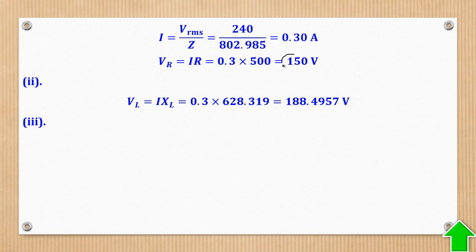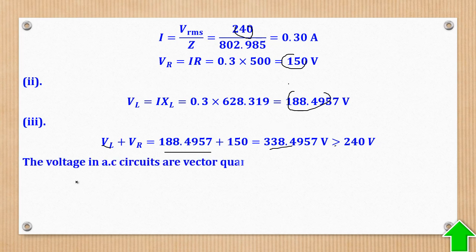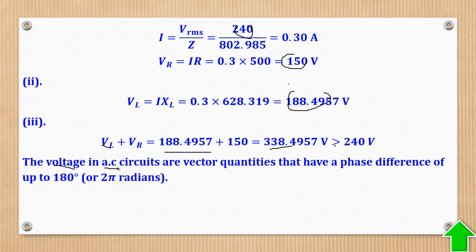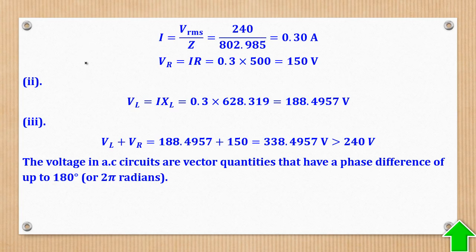Because I think you realize that when you add this and this, you don't get 240. The reason is because this gives you this, which is greater than this. But why? Voltages across alternating current circuits are vector quantities that have a phase difference of up to 180 degrees. So that is why I told you that here we use a phasor diagram to obtain the resultant, to obtain the total PD or total current. You don't just add as it is the case in direct current.